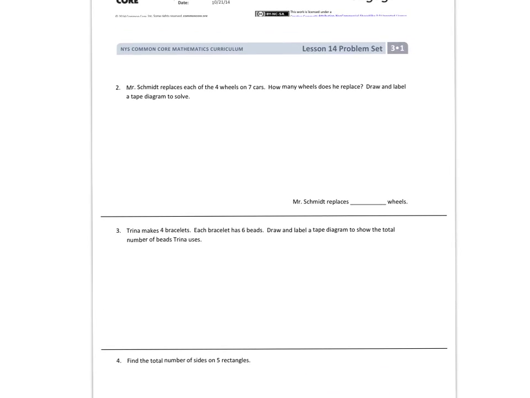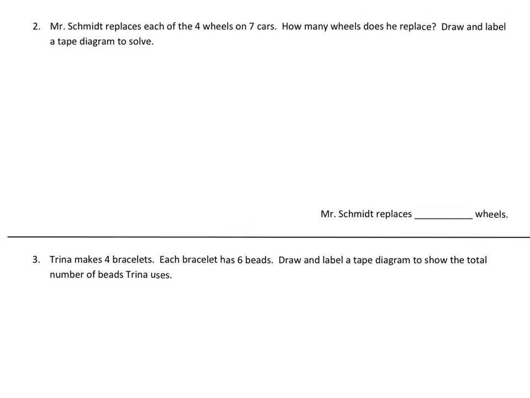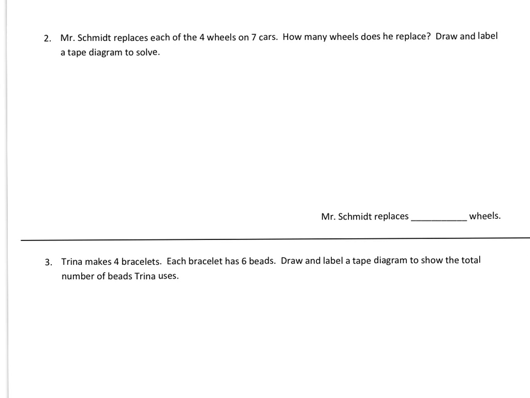Looks like we have 3 word problems here, so I'm going to make my screen bigger so I have room to work. Mr. Schmidt replaces each of the 4 wheels on 7 cars. How many wheels does he replace? Draw and label a tape diagram to solve. Since it's telling us to use a tape diagram, that's what we have to use to solve this problem. So, let's draw our rectangle, remembering to leave room to label.